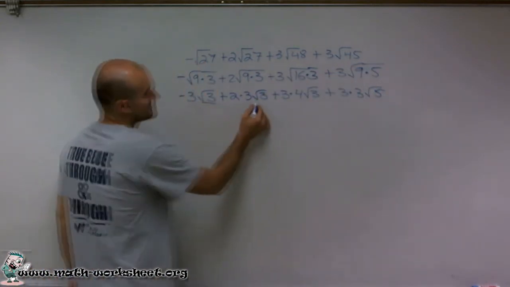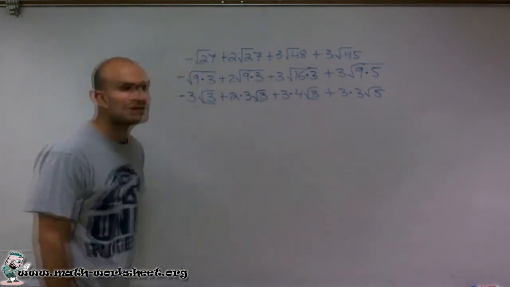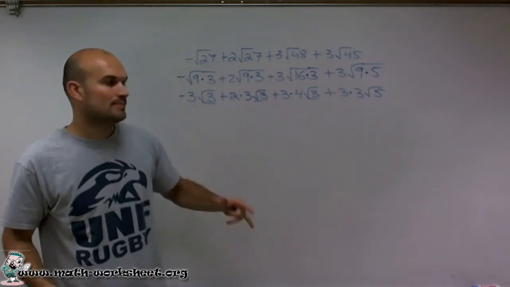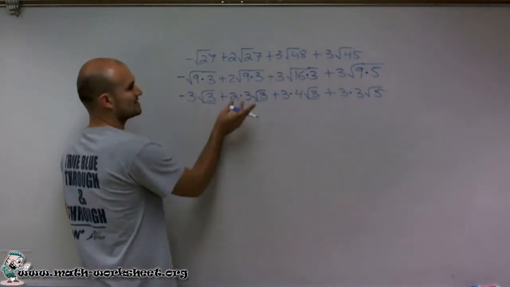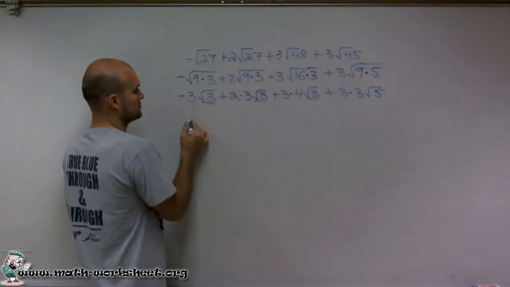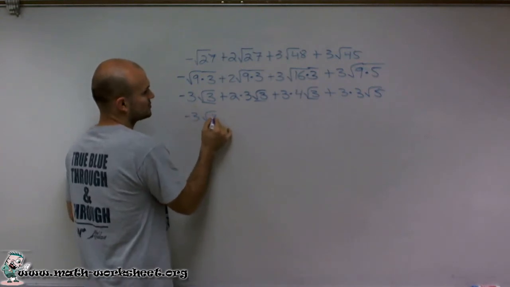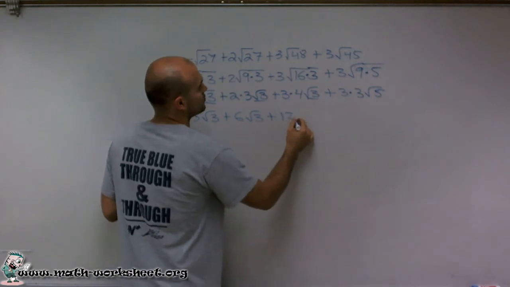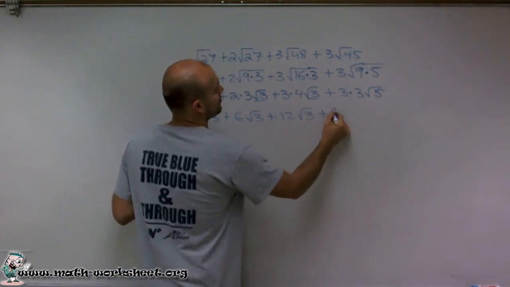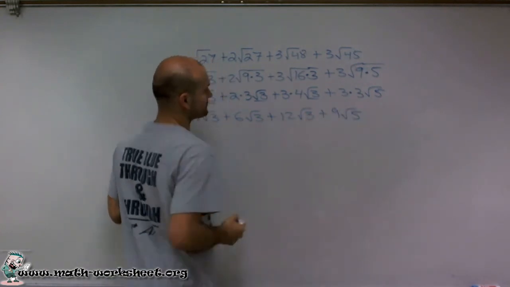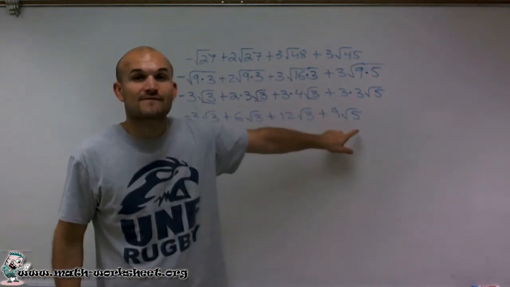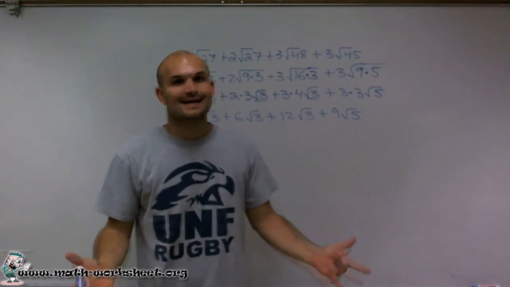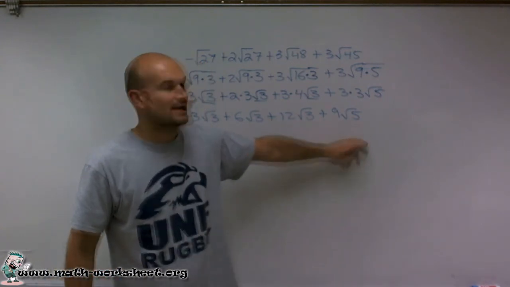Now what we notice is I have three square root of 3's, meaning I can combine them. But before I do that, I need to make sure I simplify what's being multiplied by each radical. So I have negative 3 square root of 3 plus 6 square root of 3 plus 12 square root of 3 plus 9 square root of 5. Now, since the square root of 5 is not the same as the square root of 3, they're not like terms, so I can't combine them. That's going to be left all by its own.